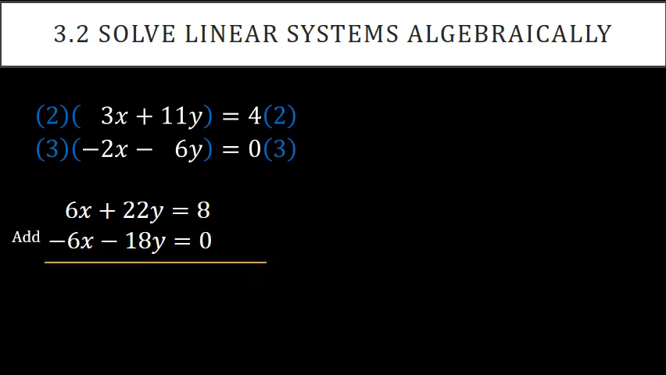I want to add these, and when I add, I'll get 0x, 4y, and 8. Divide by the 4 to solve for y, and y is 2.